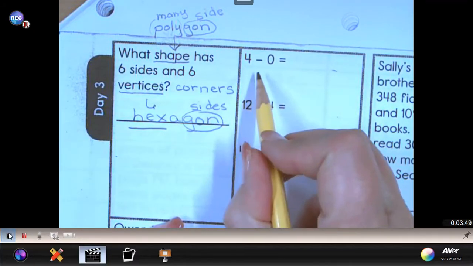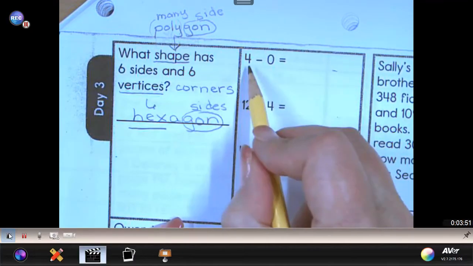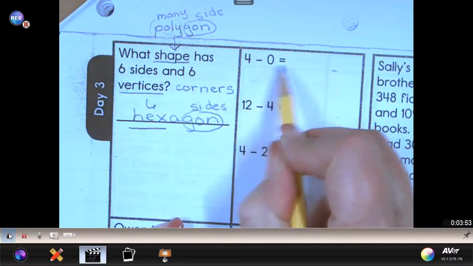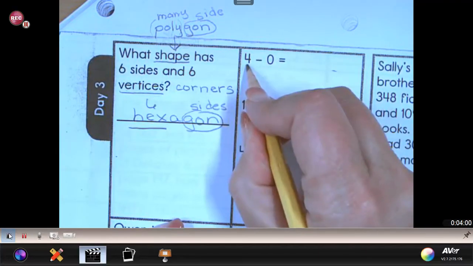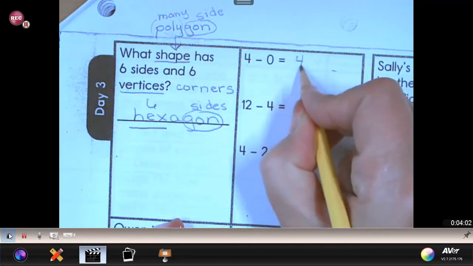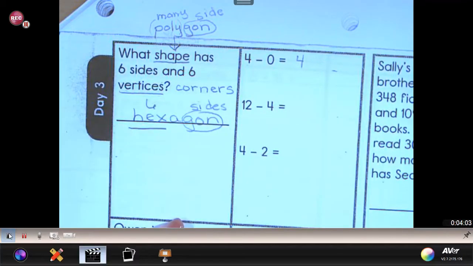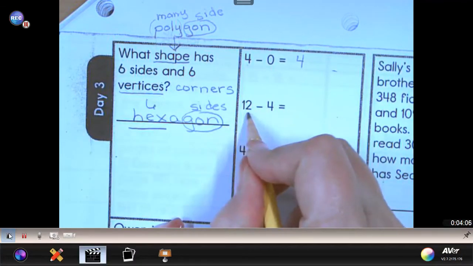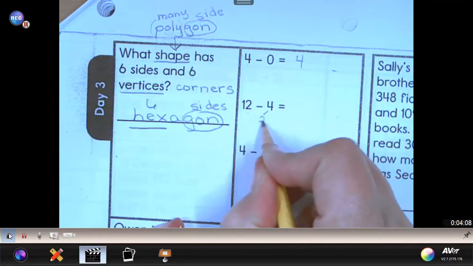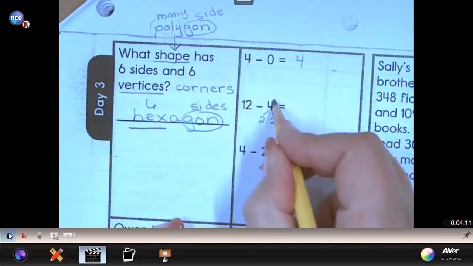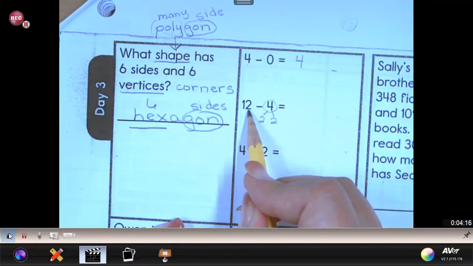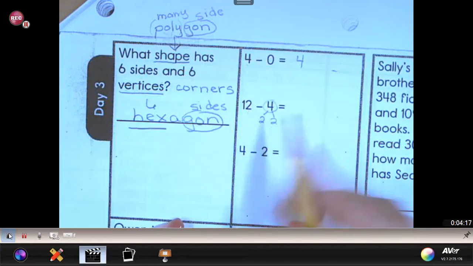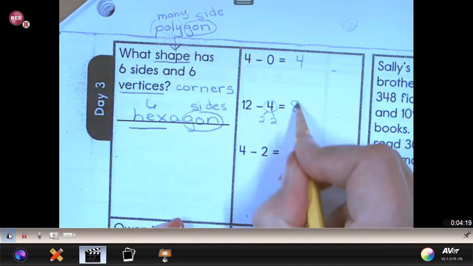Then we have our subtraction sentences. We have 4 minus 0. We want to find the difference. Anytime you're not subtracting from the total, you would have the same amount, which would be 4. So your difference is 4. You're starting with 12, subtracting 2 and 2, which is how I like to break it apart. If I subtract 2 from 12, that's 10. And then 10 minus 2 more would give me 8.